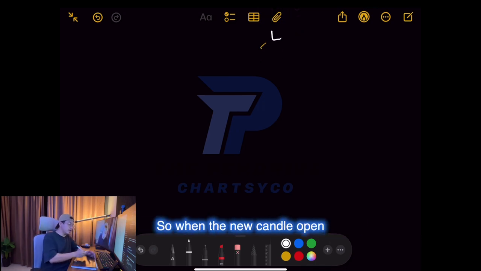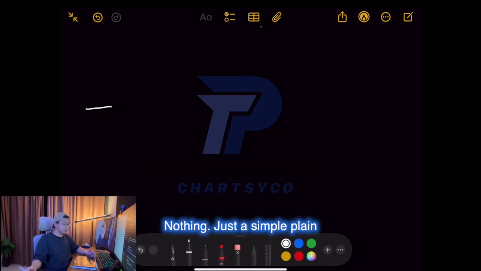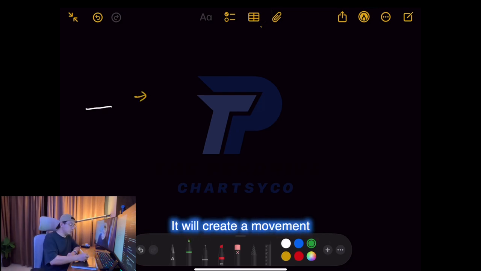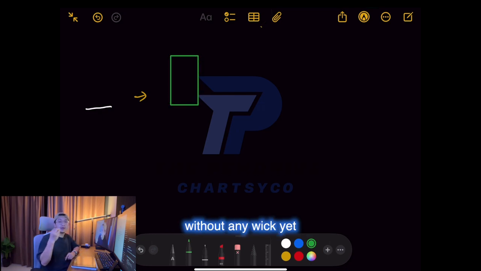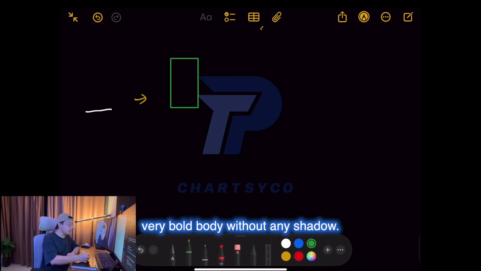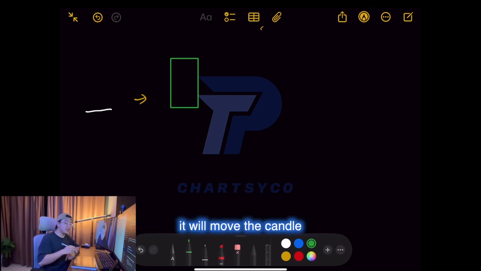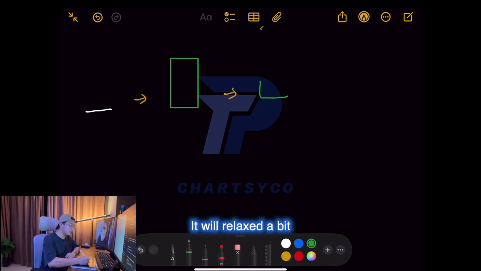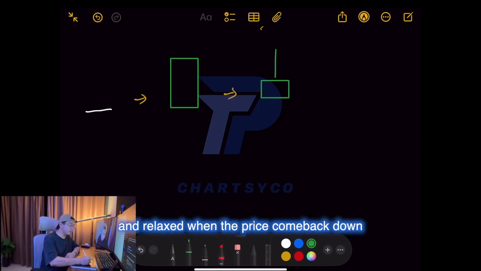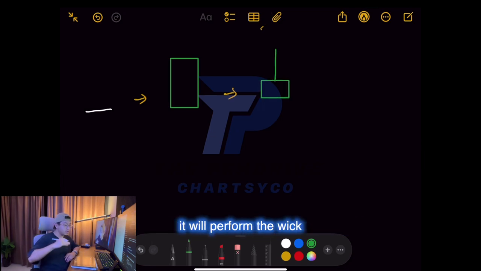Anyway, how does the candlestick perform? When a new candle opens, it doesn't have any shape. It normally looks like this, nothing, just a simple plane. It will create a movement without any wick yet, a very bold body without any shadow. Then after it makes a little bullish move, it will relax a bit, and when the price comes back down, it will form the wick. Meaning that this is what we call the rejection.